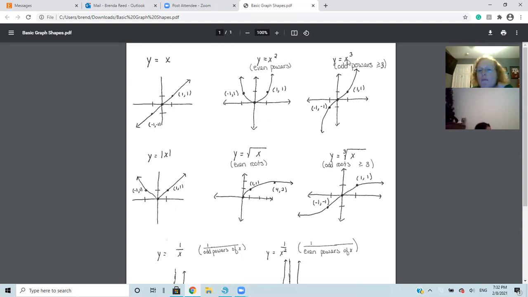So then if you come over here to this one, if it is x to an odd power, as long as it's 3 or bigger, it's this little curvy shape where one end points up and the other end points down. So this would be things like x to the 5th, x to the 11th, anything like that, as long as the exponent is bigger than or equal to 3, and it's an odd number. Everybody with me so far?